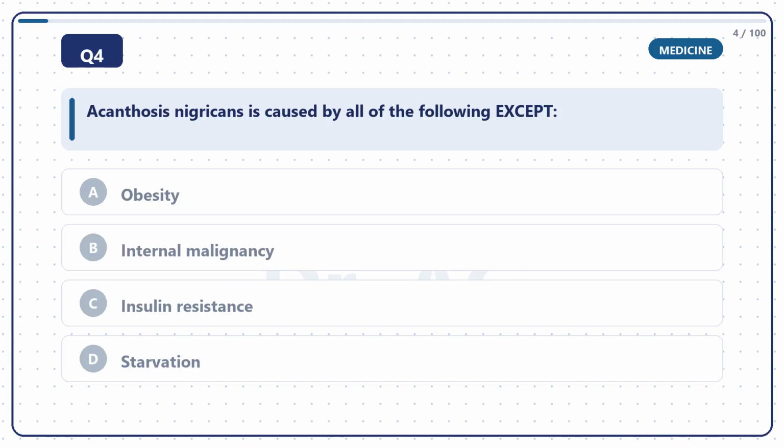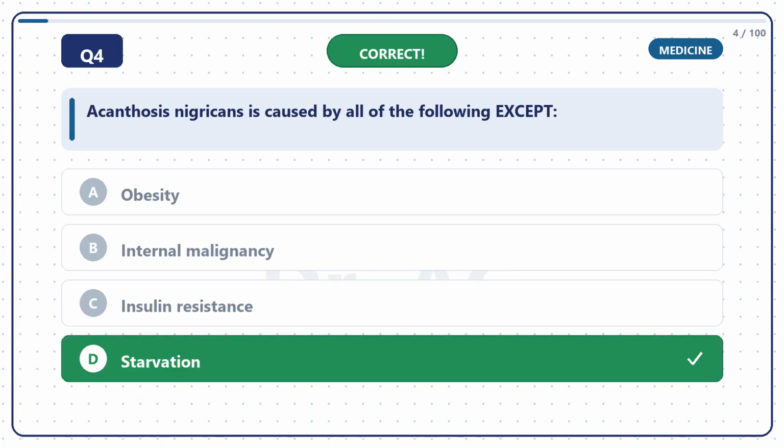Question 4. Acanthosis nigricans is caused by all of the following except Option A. Obesity. Option B. Internal malignancy. Option C. Insulin resistance. Option D. Starvation. The correct answer is option D.